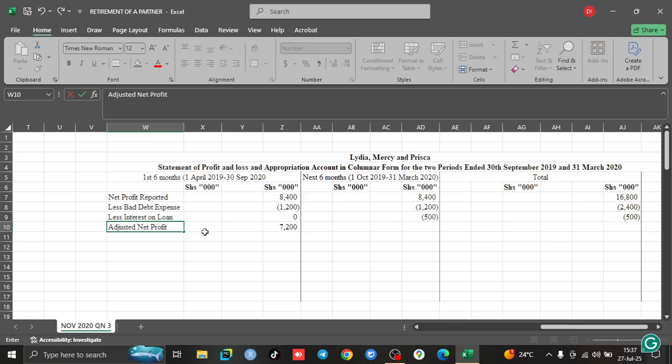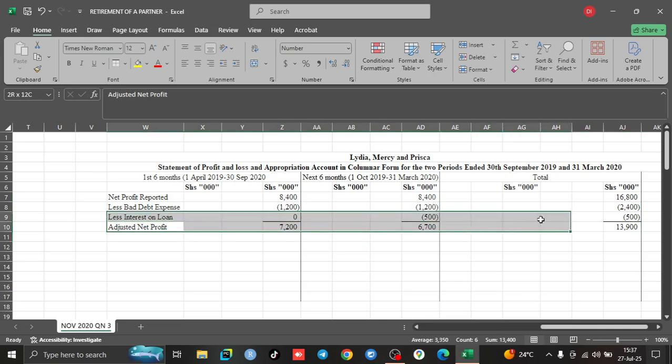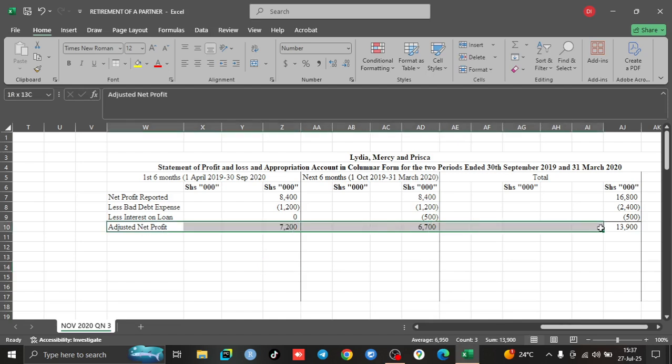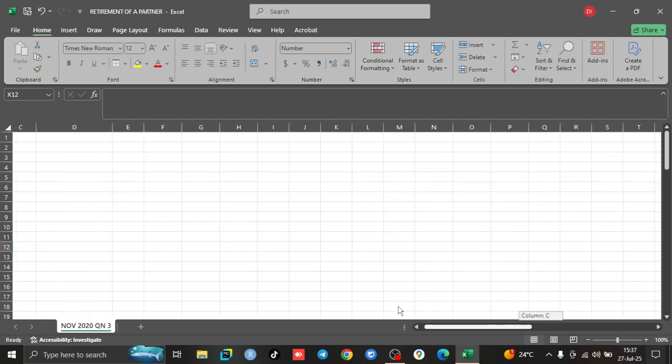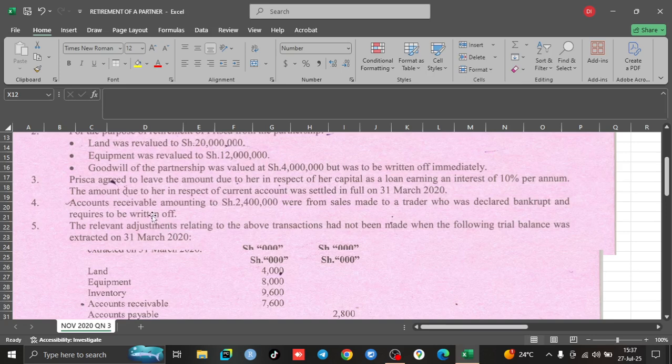So that we can now appropriate it to the partners in respect of their profit and loss sharing ratios. So that's what we have. Adjusted net profit, which I can bold to show that distinction. So that's our adjusted net profit. Till there we have accounted for every expense that should be accounted for.